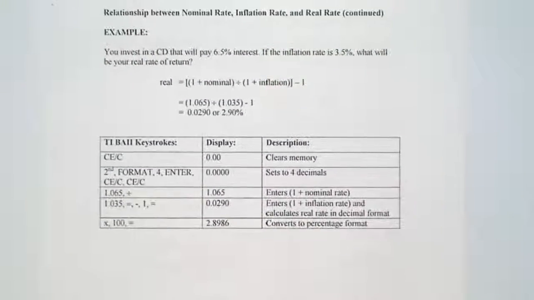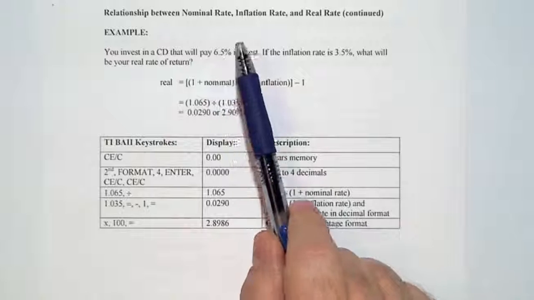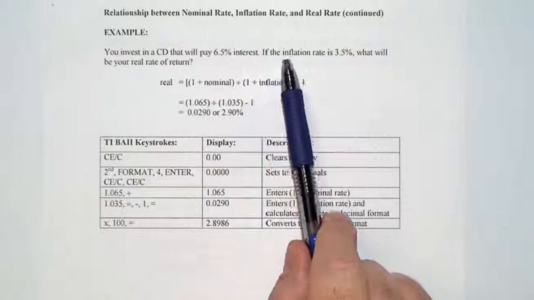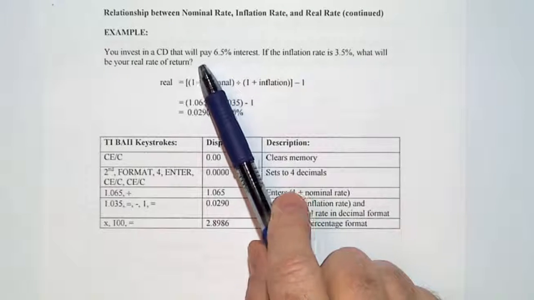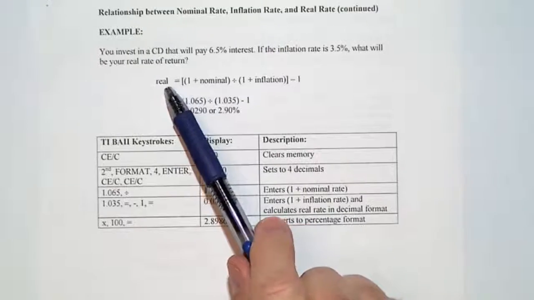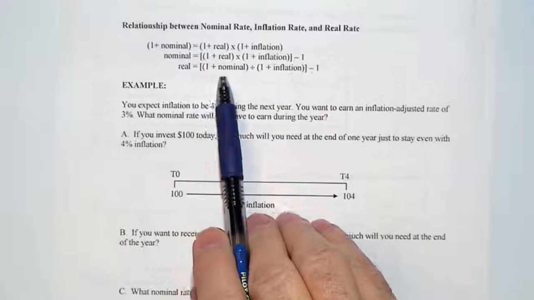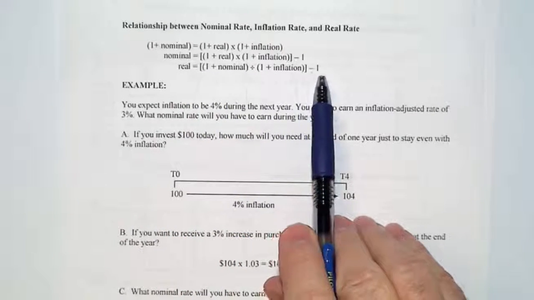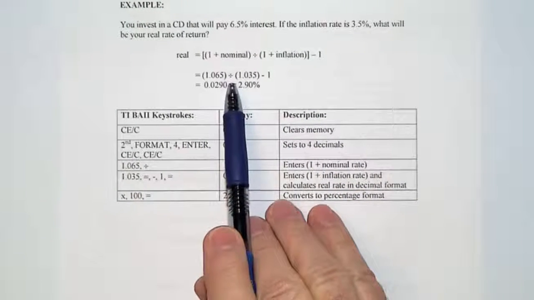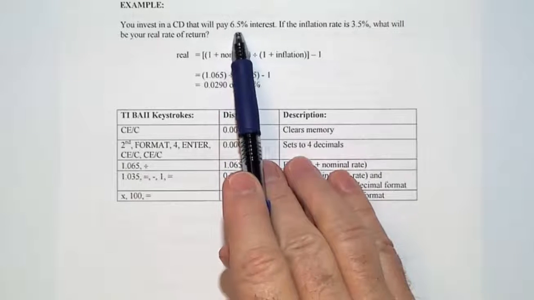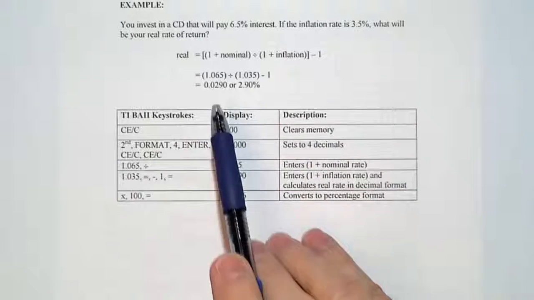Now, let's look at it from after the fact. You invest in a CD that pays 6.5% interest. If the inflation rate was 3.5%, what would be your rate of return? Well, using the second version of the equation, real equals 1 plus nominal divided by 1 plus inflation, minus 1, it looks like this: 1.065 divided by 1.035, so we've got our 6.5 and our 3.5, minus 1 equals 0.0290.